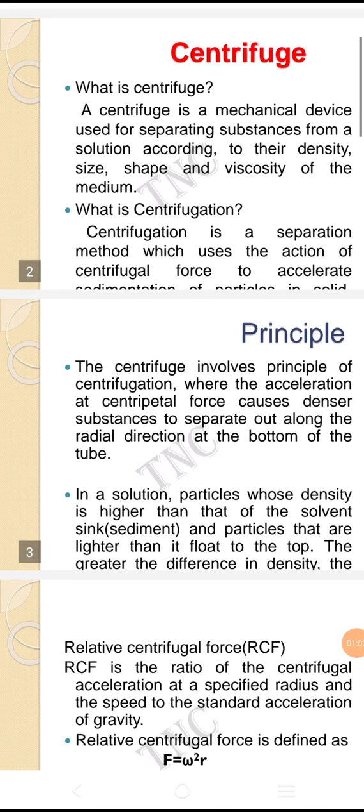What is centrifugation? Centrifugation is a separation method which uses the action of centrifugal force to accelerate the sedimentation coefficient, based on the acceleration forces, RCF, and rotation per minute. And this is how the centrifugation takes place.